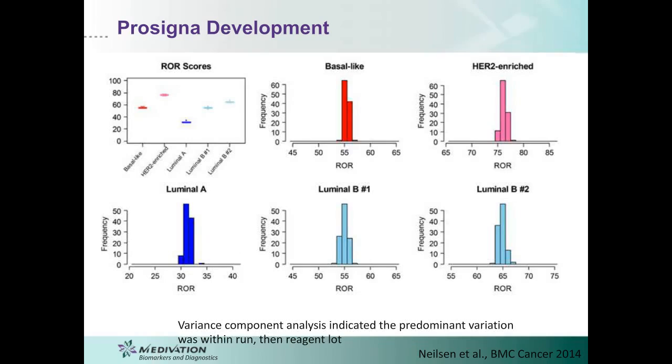What we find and report in this paper is that the ROR scores across all these levels of variation were extraordinarily tight, extraordinarily accurate, and very reproducible. And you can see that in the top left by the low variation in the ROR scores, which is expanded out into histograms in the rest of these for each individual sample in the study. So the ROR only varied by a couple of points for each individual sample across all these levels of replication. And variance component analysis indicated the predominant variation was within run and then reagent lot.